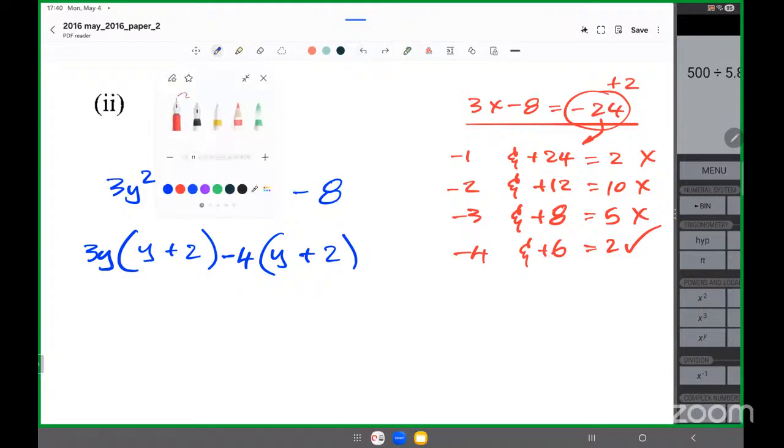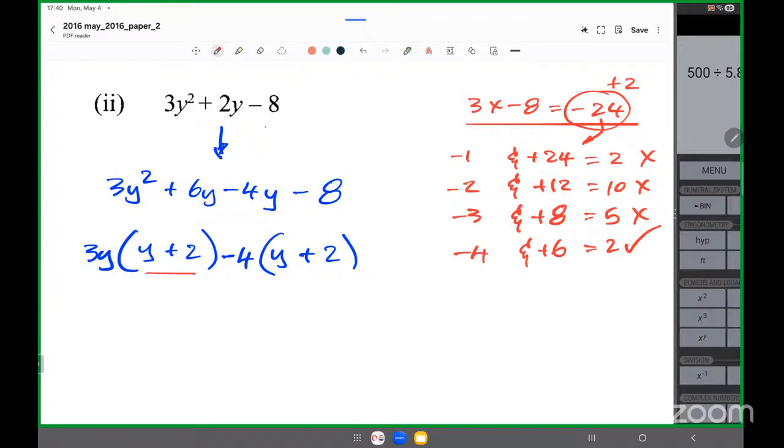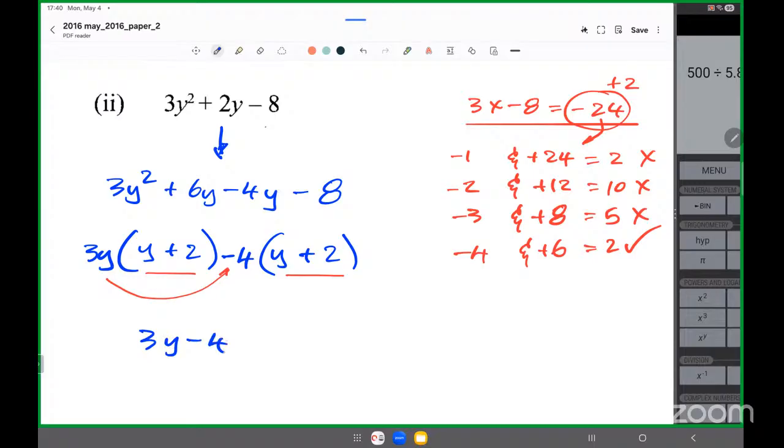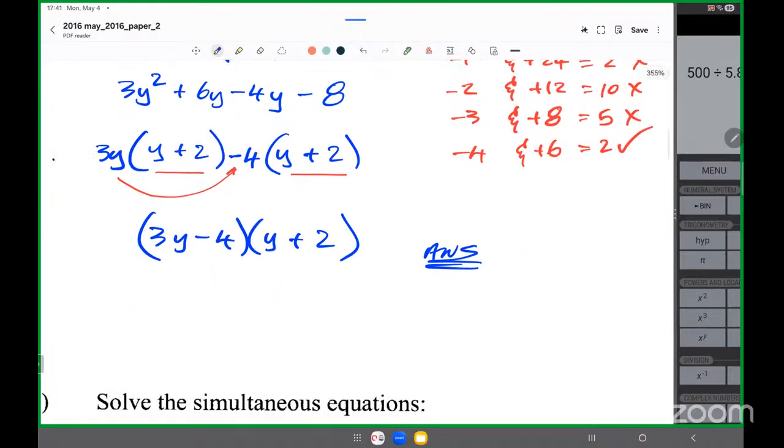Then what happens now is that the y plus 2 and the y plus 2 is a common factor, and they are connected with the 3y minus 4. And so you're going to write the 3y minus 4 times the common factor of y plus 2. And that is your answer when this is factorized completely. Very good? Nice and easy.